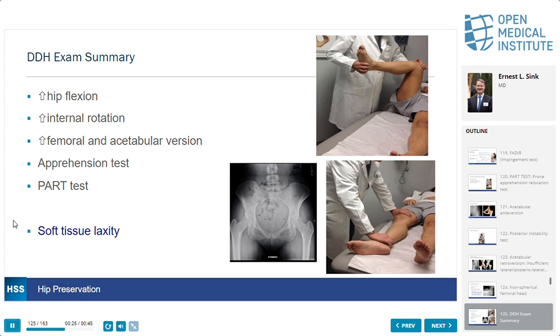So to summarize for the exam, I have them walk, lay down flexion, flex the hip, internal and external rotation, look for impingement, look for apprehension, and then place patients prone, check their internal rotation prone, and check the part test. Does that summary exam, hip exam, make sense?